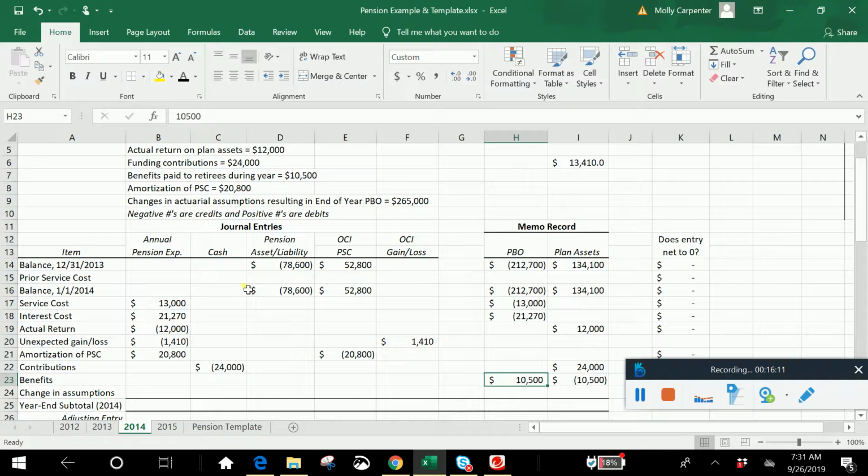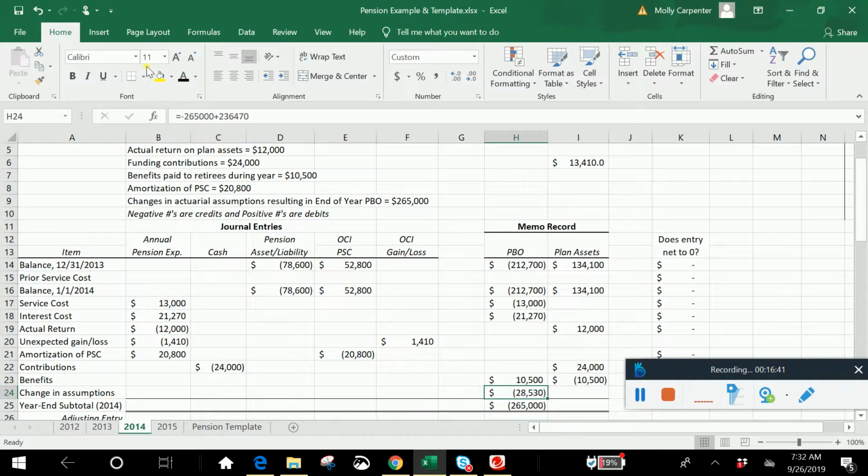And then they tell us that we had changes in actuarial assumptions resulting in an end-of-year PBO of $265,000. So what that means is that our PBO at the end of the year needs to be $265,000. The total before that adjustment is $470. So what that means is that we need a $13,530 adjustment.